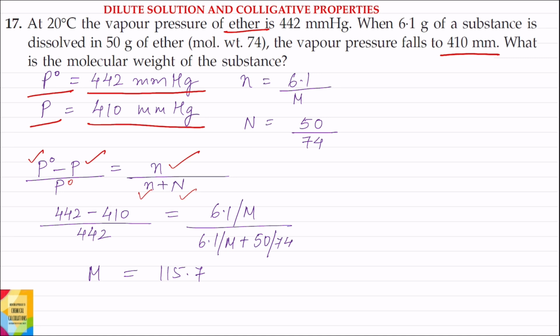Now let the molecular weight of the substance which is dissolved in ether be m. Therefore number of moles of the solute is equal to weight of solute, that is 6.1 gram, divided by molecular weight of the solute, let it be m. Now moles of solvent, that is capital N, is equal to weight of solvent, which is given in the question as 50 gram, divided by molecular weight of solvent, that is 74. 74 is the molecular weight of ether. Now putting the values in the formula and solving, the molecular weight of the substance dissolved in ether is 115.7 gram per mole.